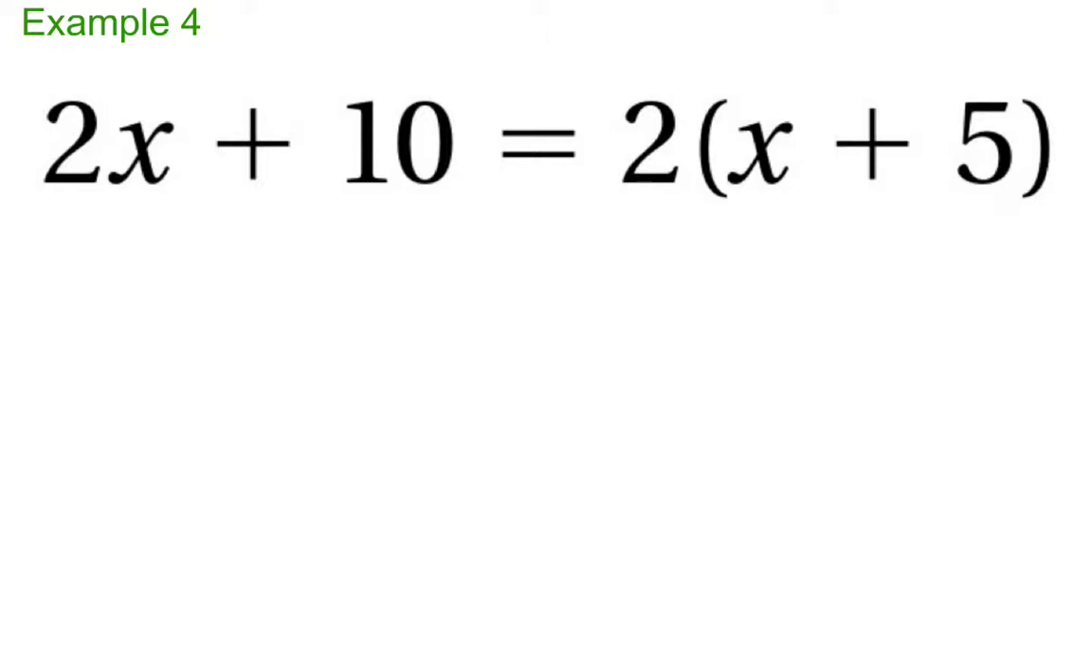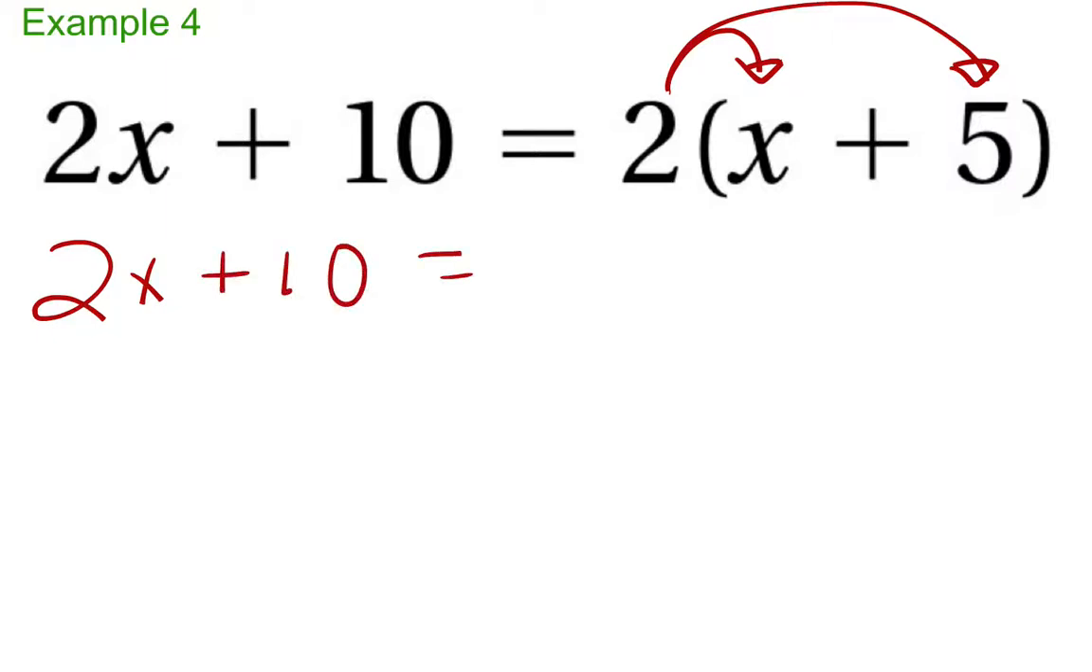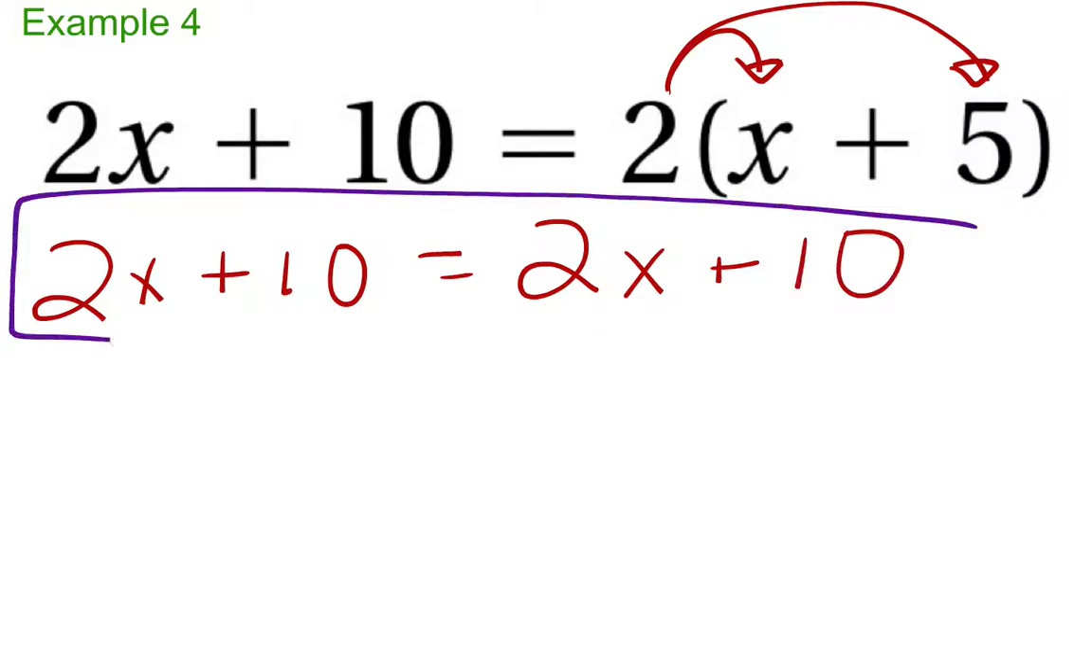Let's solve this. So first thing you have to do is simplify both sides. Distribute this 2 to both the x and the 5, so rewrite everything else. 2x plus 10 equals 2 times x is 2x. 2 times 5 is 10. Look at here. We're left with a correct statement. 2x plus 10 equals 2x plus 10. That's true. That's the same exact thing on the other side.